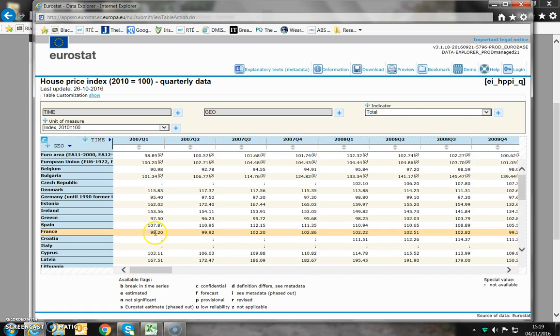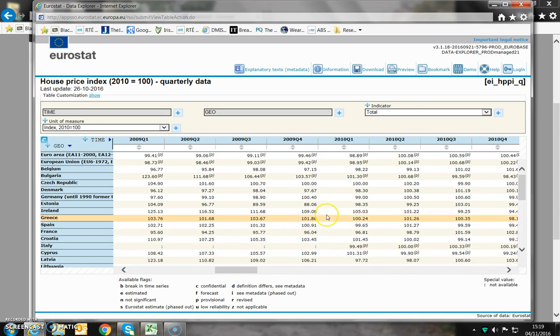Having a look at Ireland. Okay. So in 2007 quarter one, compared to 2010, we see that house prices are 53% more expensive in 2007 quarter one to what they were in 2010. A decrease over time. We'll just scroll along and we see we're coming to 2010 here.